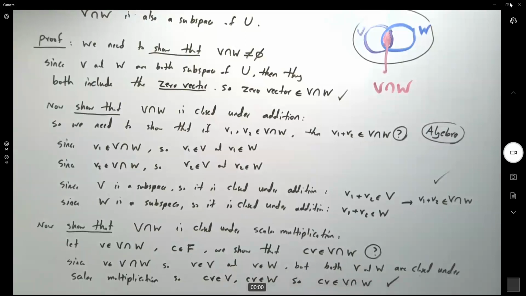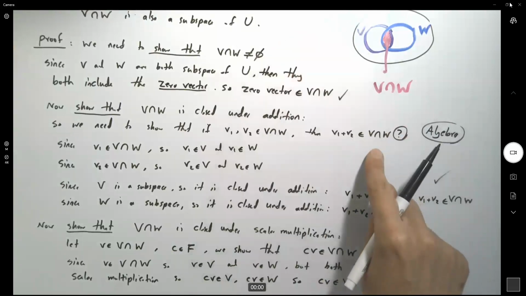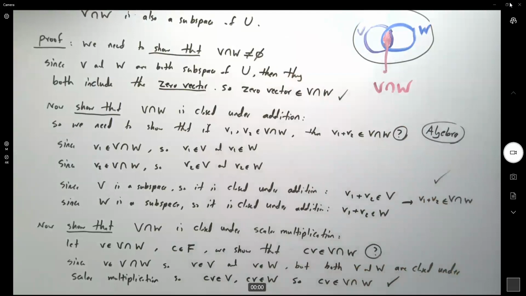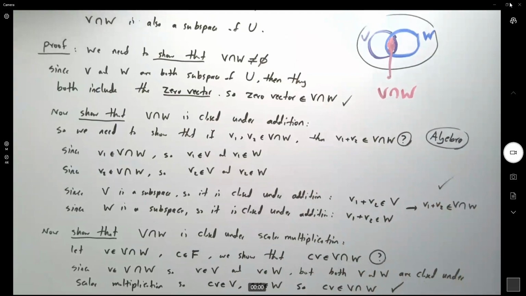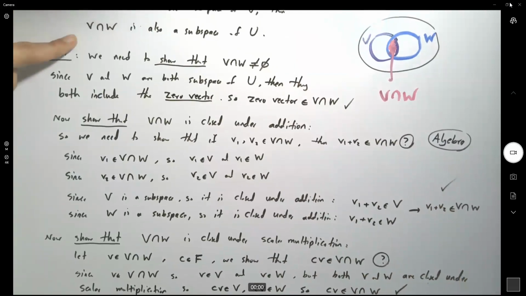So we showed that the intersection is non-empty. It's closed under addition and it's closed under scalar multiplication. So what is our conclusion? The intersection is also a subspace.